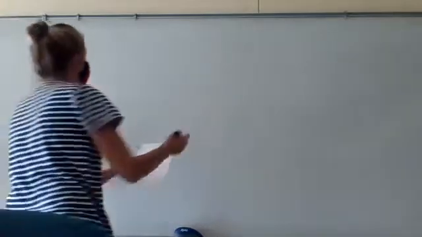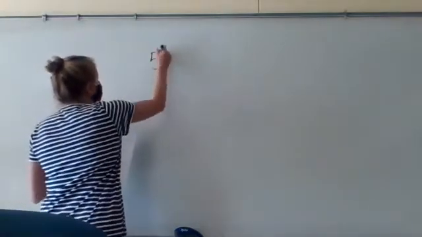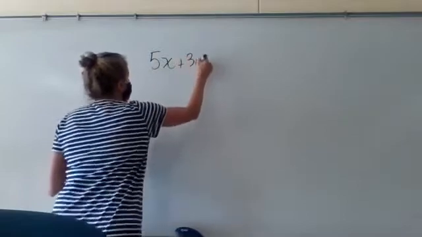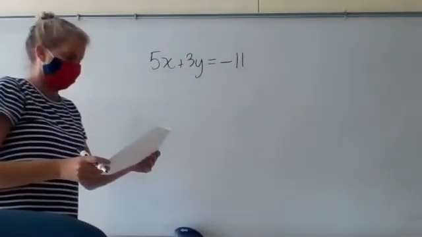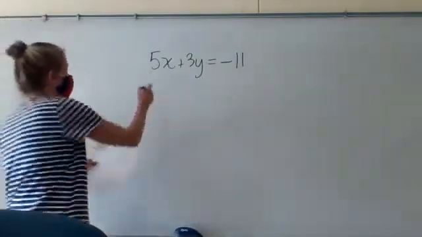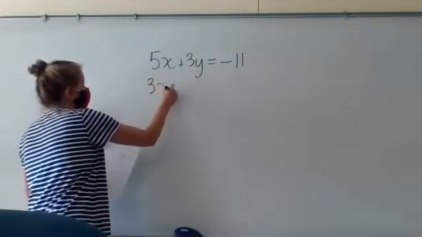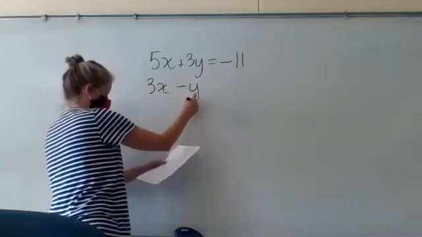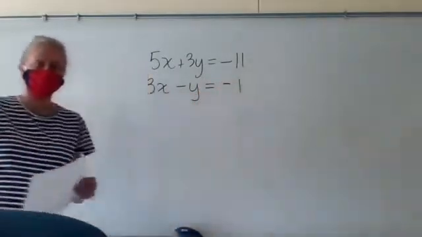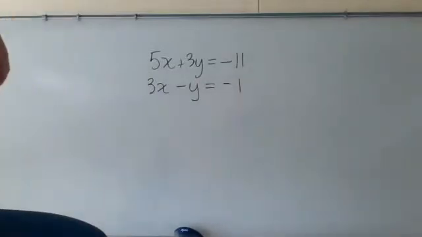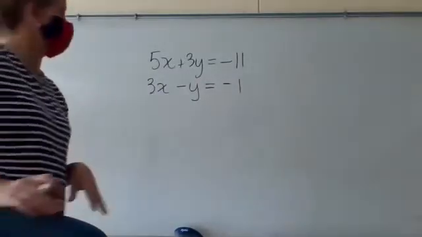5x plus 3y equals negative 11, and 3x minus y equals negative 1. Now, this brings in something a little new, okay?